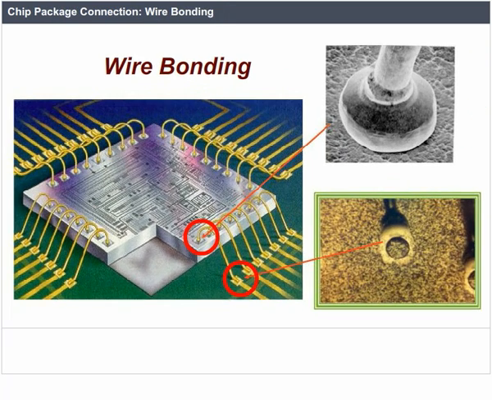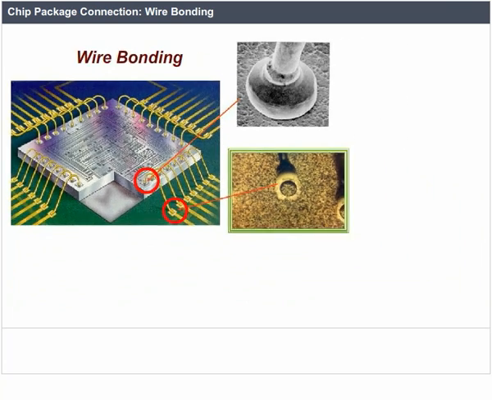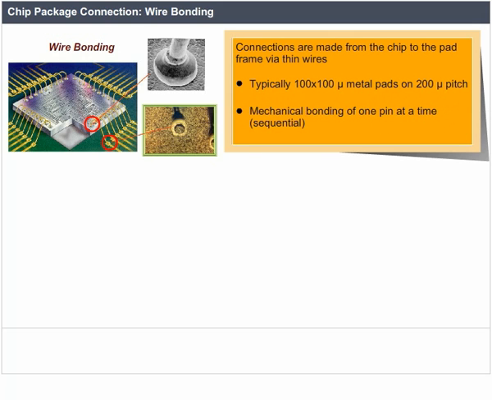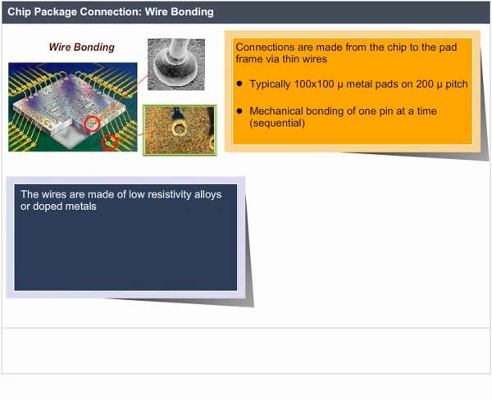Chip package connection: wire bonding. Connections are made from the chip to the pad frame via thin wires. Typically 100 by 100 μm metal pads on 200 μm pitch. Mechanical bonding of one pin at a time, sequential. The wires are made of low resistivity alloys or doped metals: gold and aluminium, also copper and silver. Typically 25 μm diameter for logical devices.